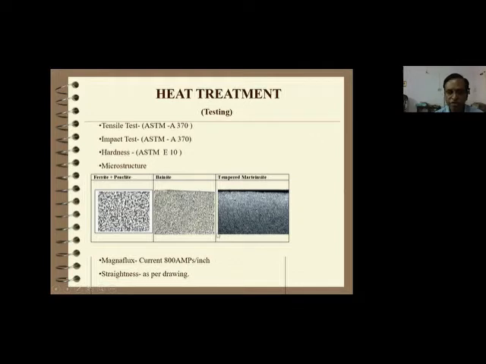Those can be achieved. Then there is normally an MPI inspection in every shop, and as a thumb rule, generally 800 amperes per inch current is applied for checking the magnetic particle inspection, and then straightness is checked as per the drawing.